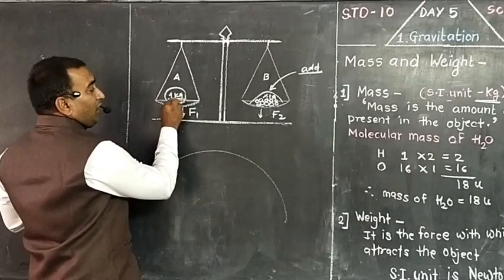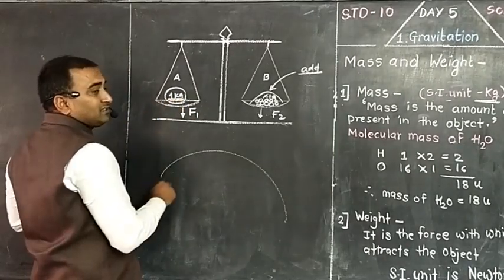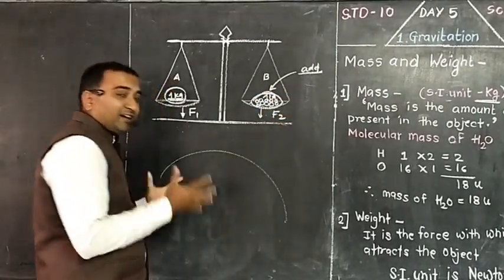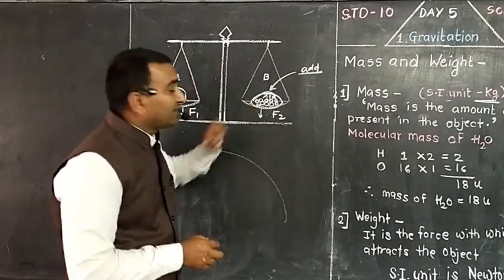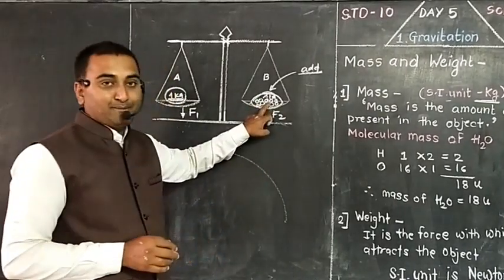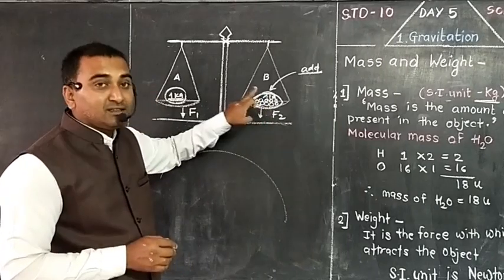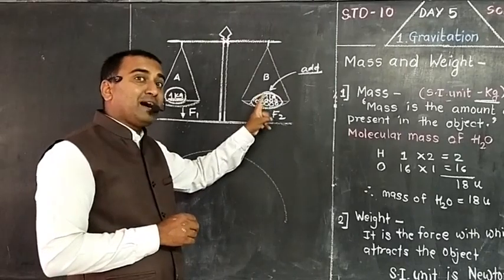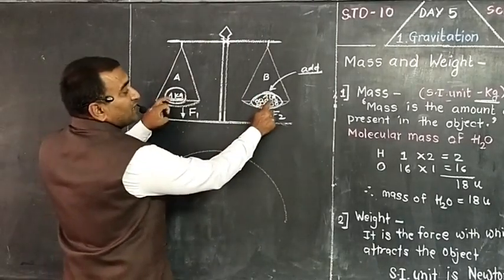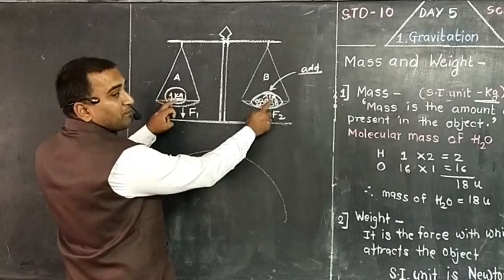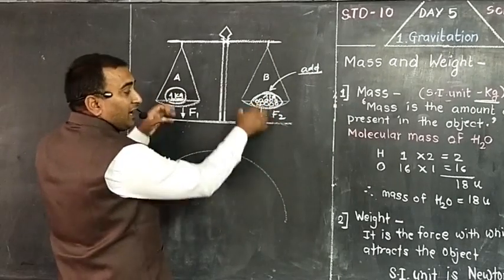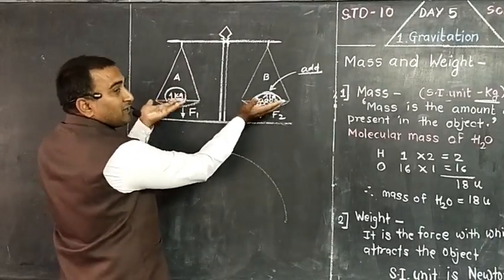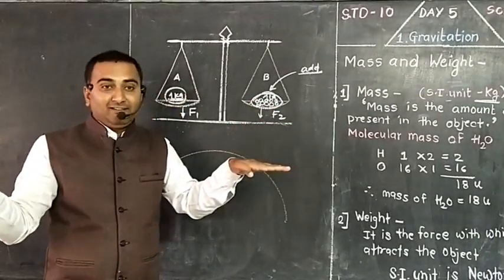And we know how much mass we have kept here: 1 kg. So the sugar or grain is also 1 kg. So what have we done here? Is it the weight? No, it is the mass. But actually we are using this as a weight. It is not a weight. It is a mass. But because of the equal mass of both the pans, the force is equal, and because of equal gravitational force, both pan A and pan B remain at an equal level.